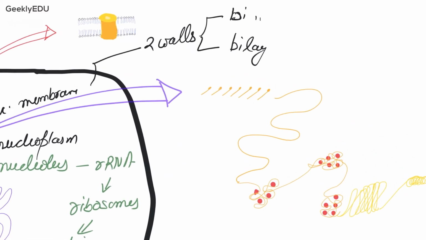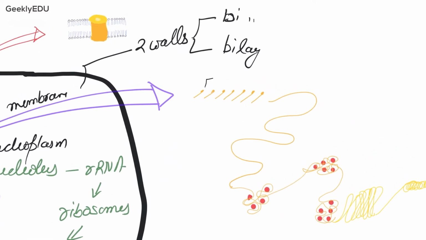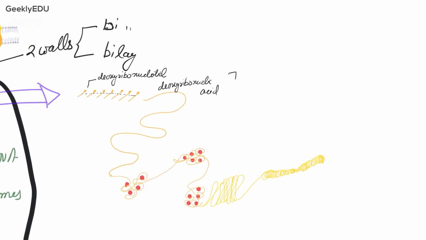Now, that material is deoxyribonucleotide. Several deoxyribonucleotides join end to end to form an invisible thread-like structure called deoxyribonucleic acid. Now, you won't be able to see this thread in a normal cell. This will just appear as a blob and nothing else.